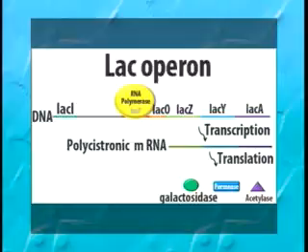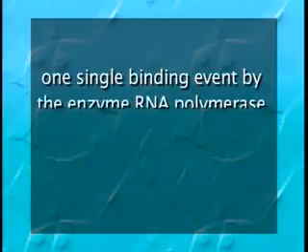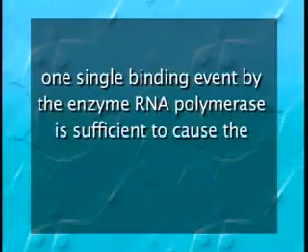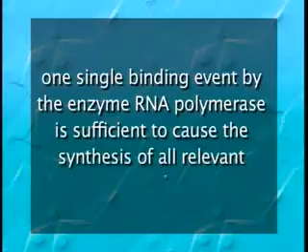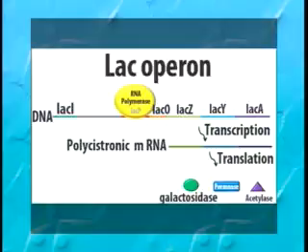By this type of arrangement of genes, one single binding event by the enzyme RNA polymerase is sufficient to cause the synthesis of all relevant proteins, that is, the genes are coordinately regulated. Such an organized set of genes is known as an operon.